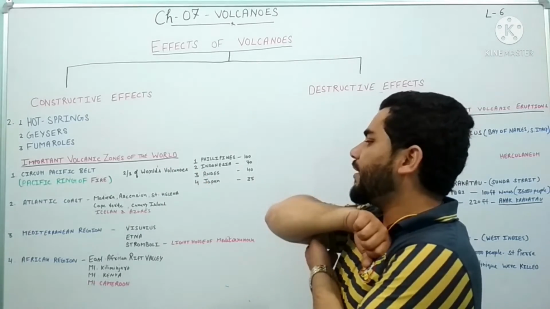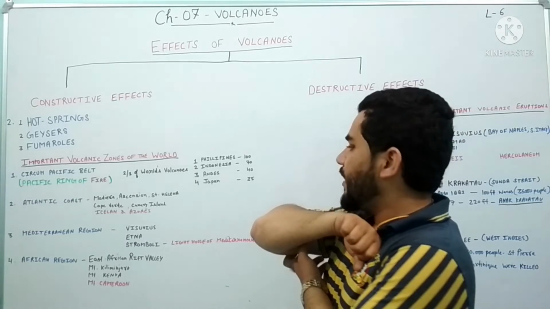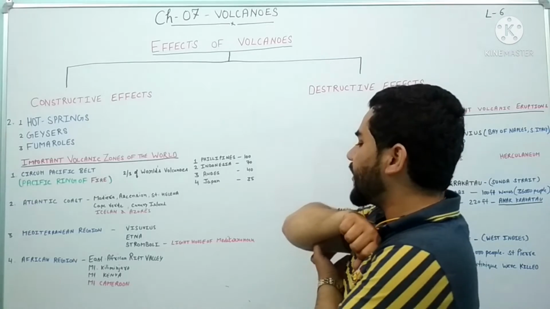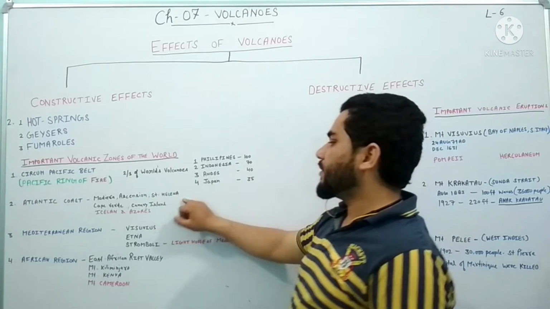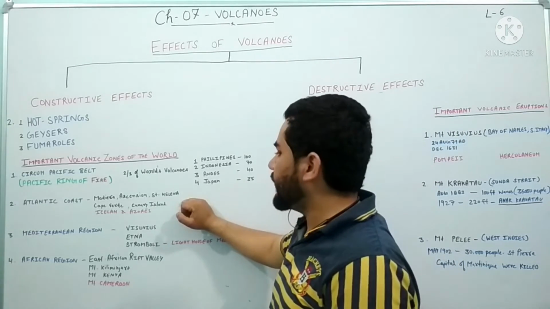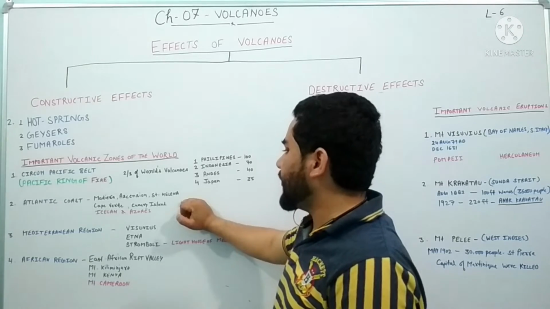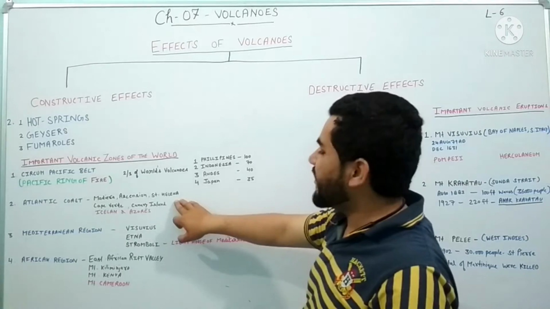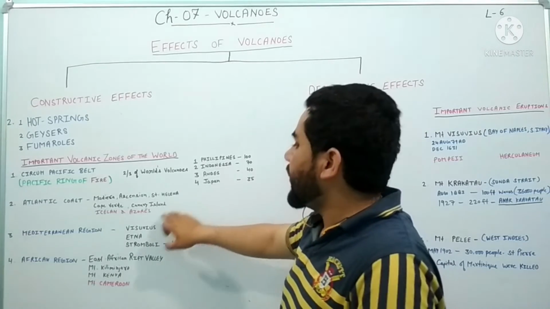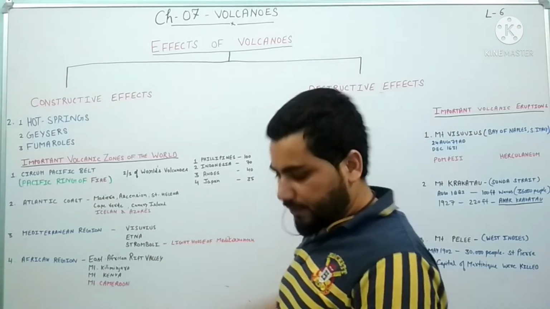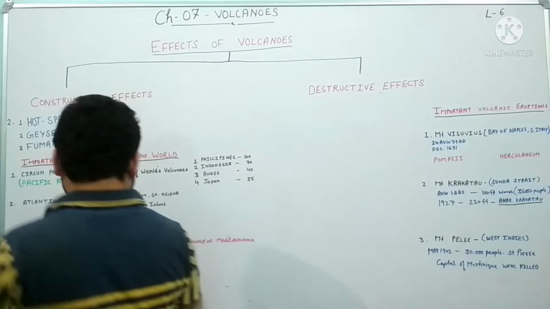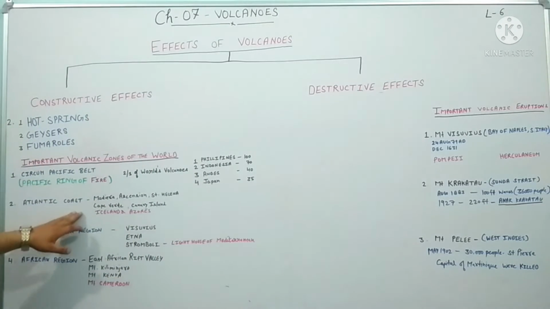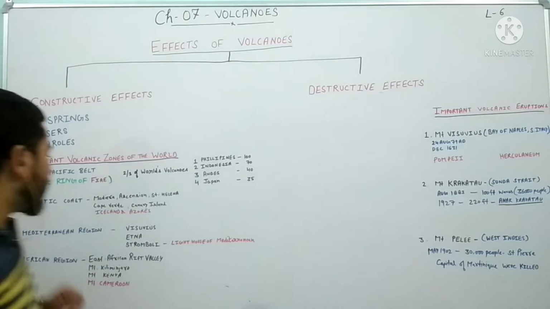Then we have the Atlantic coast: Madeira Island, Ascension, Saint Helena, Cape Verde, Canary Island. These are some of the islands where volcanic activity takes place. Here some volcanoes have become extinct and some are in a dormant state. But in Iceland and Azores, active volcanoes are found.